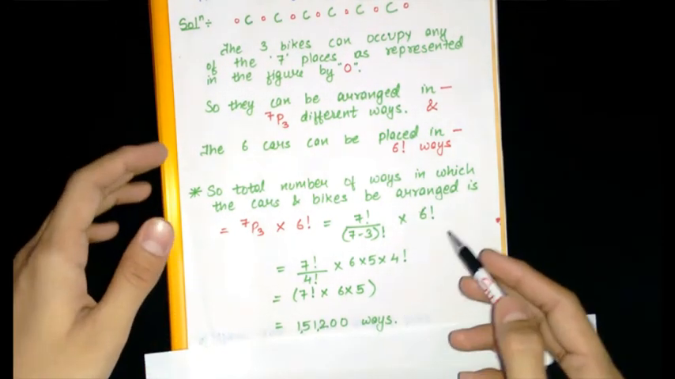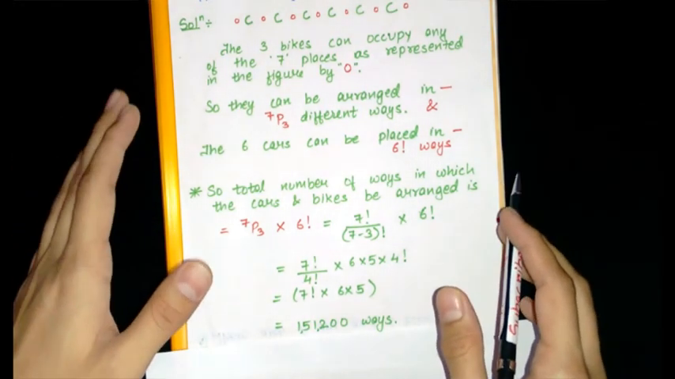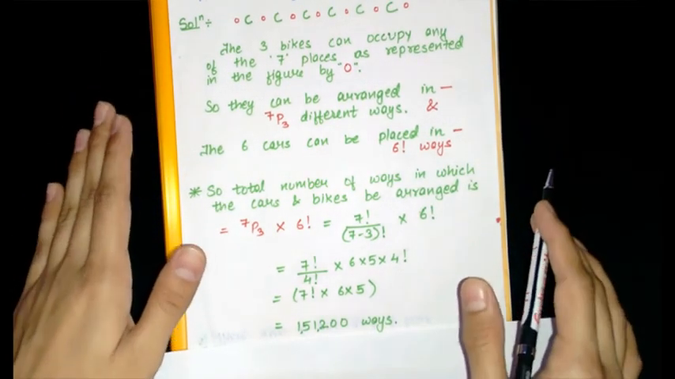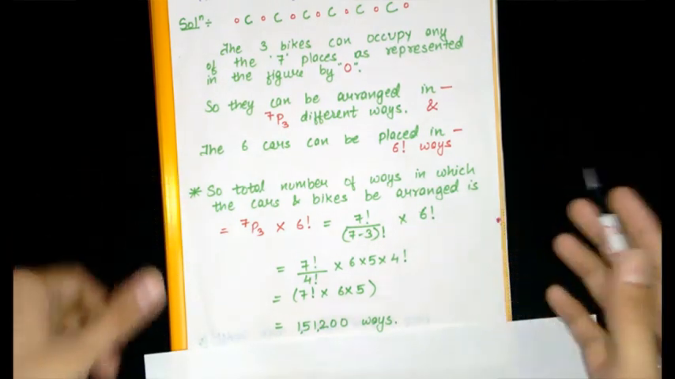So 6 cars and 3 bikes can be parked in a row in such a way that no 2 bikes should be together. So these can be done in 1,51,200 different ways.